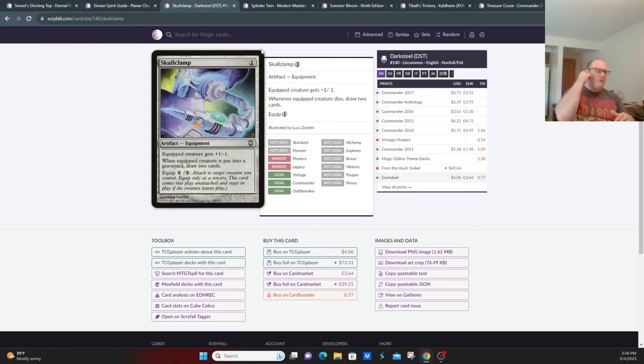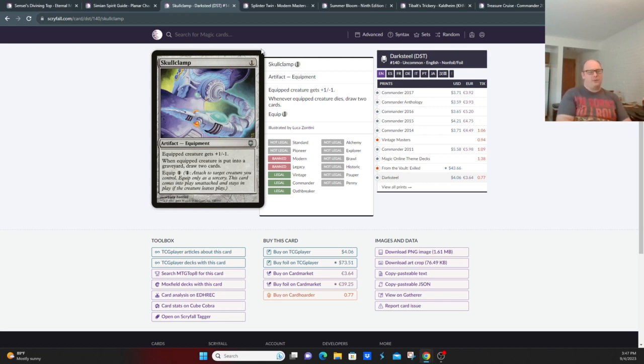Skullclamp. Skullclamp is a unique card that was banned just because it has the ability to inherently do very broken things. Most of the broken things in Magic do one of two things: they're either mana, fast mana, or absurd amounts of card draw for low mana, cards like Necropotence that have been banned throughout Magic's history. Skullclamp kind of falls into the latter category. Now, this is a one mana equipment that gives a target creature plus one, minus one. Whenever equipped creature dies, draw two cards.